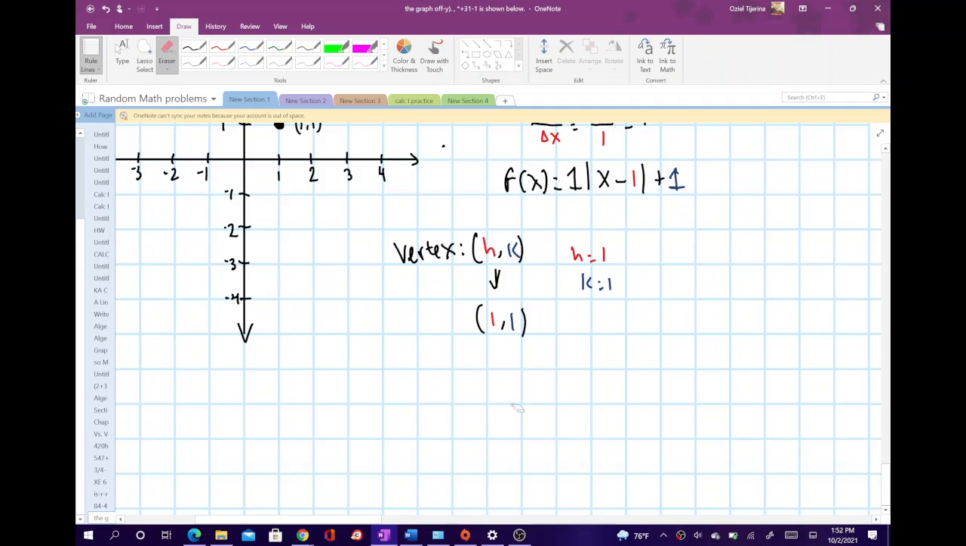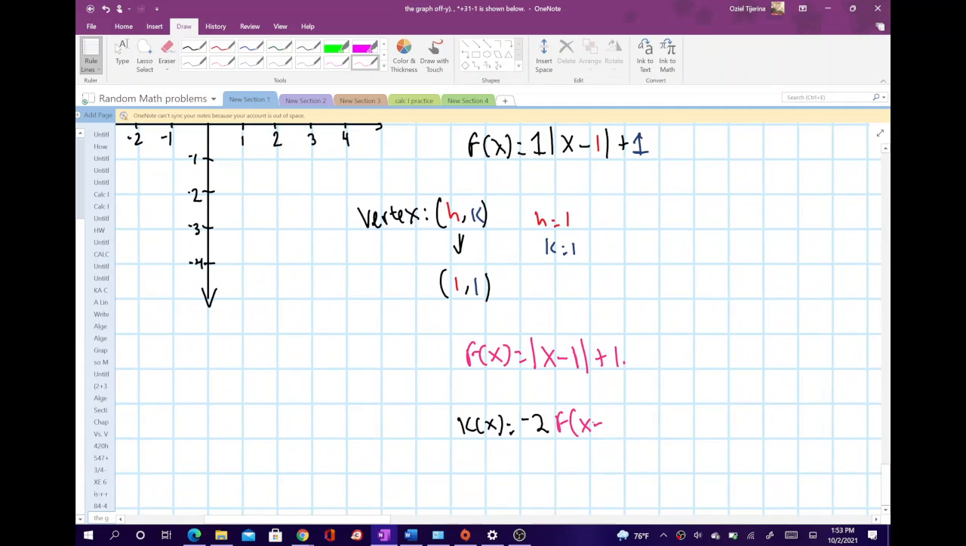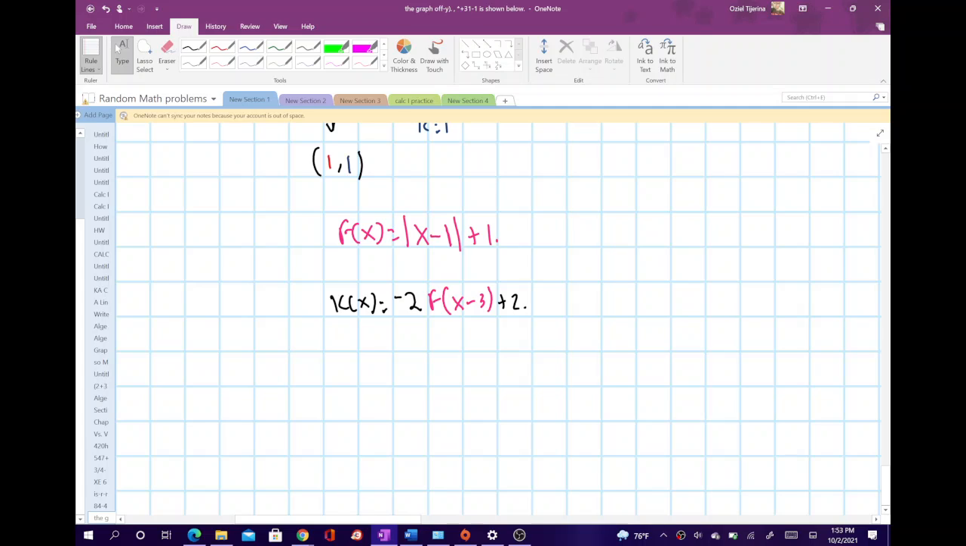So let me rewrite f of x, but I'm going to rewrite it in a different color. F of x, we said, was the absolute value of x minus 1 plus 1, right? And it's saying that k of x is -2 times f of x minus 3 plus 2. So what is f of x minus 3, first of all?